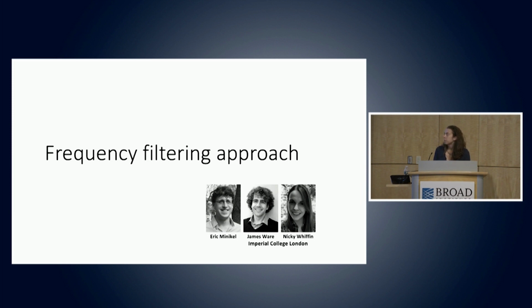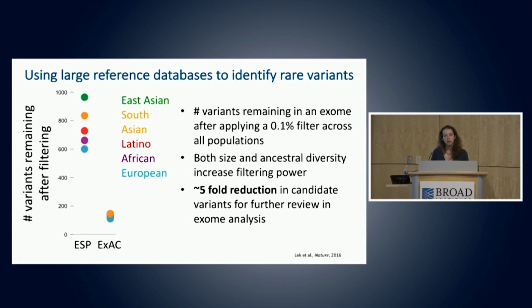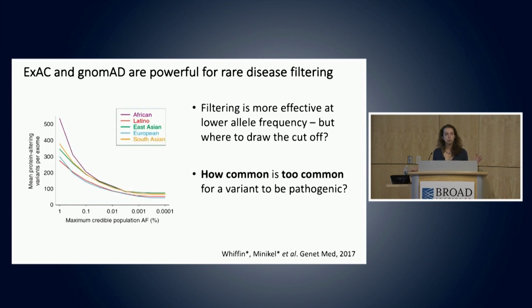Okay, I am definitely behind schedule, so I'm going to try to speed up even more. Frequency filtering is an approach that was designed by Nikki Whiffin, James Ware, and Eric Minikel. It's the idea that when we use ExAC to filter rare variants, we can go from having hundreds and hundreds of rare variants to look through to far fewer. The bigger your data set, the fewer rare variants you need to look at. And the more you're able to say, I'm only interested in super rare variants, the fewer variants you need to look at, although it does saturate unless your data sets get bigger.